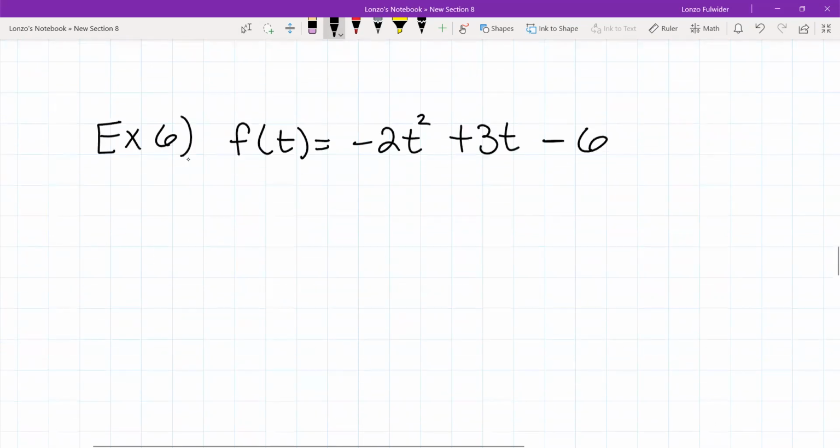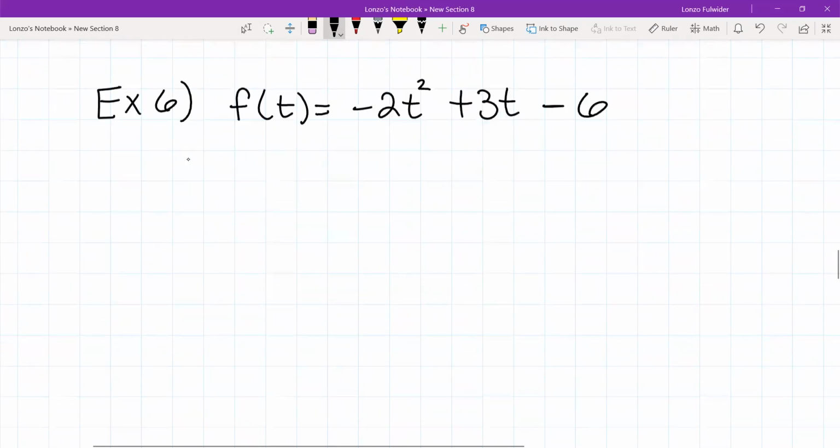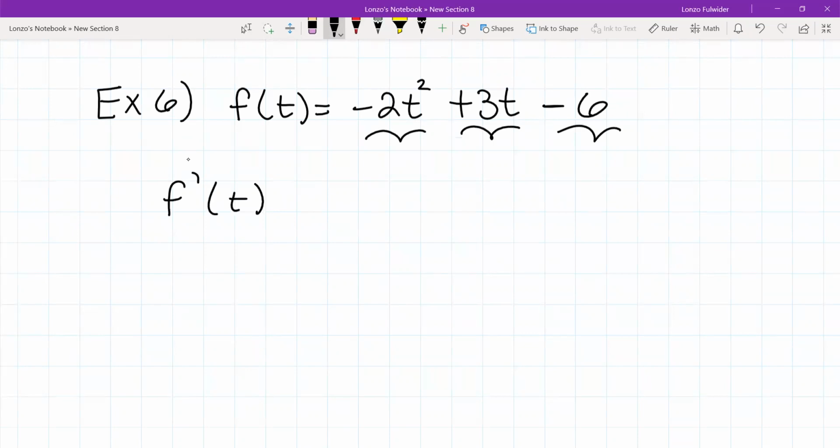Okay, now take the derivative of this polynomial. What you could do is just take the derivative of each term. That's what I would do. So it's going to be f prime of t. For this term, how do you take the derivative? Using the power rule, right? So 2 times -2 is -4t, and then the new power is going to be 2 minus 1. I'll clean that up later.